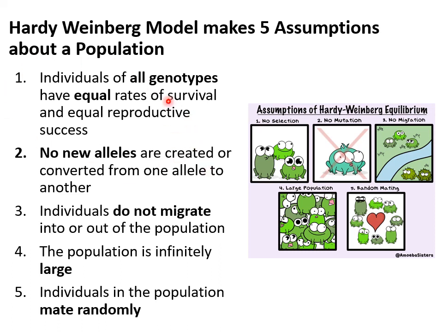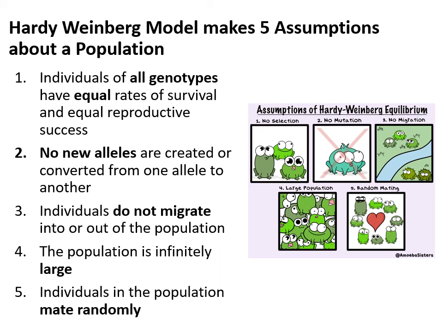The first one here is that individuals of all genotypes should have equal rates of survival and equal reproductive success. Basically, what that means is, if you look at the figure here, no selection would be going on in a population that's at equilibrium. So that means that, for instance, in the example that we showed earlier, one of those genotypes is very valuable, the one that makes you resistant to HIV. And so if there was selection going on, and people only wanted to mate with people who had that very valuable genotype, then of course you're going to see fluctuations in genotypes.